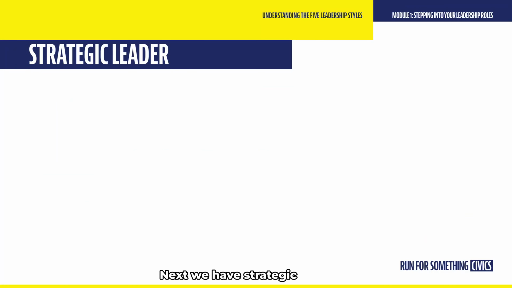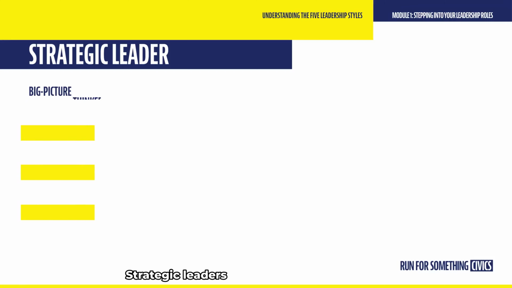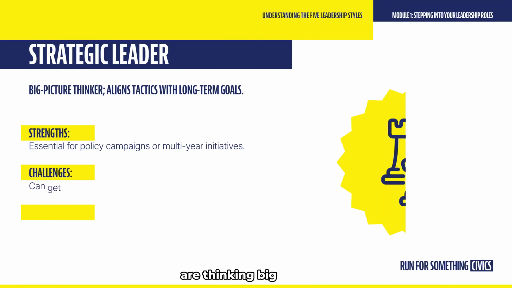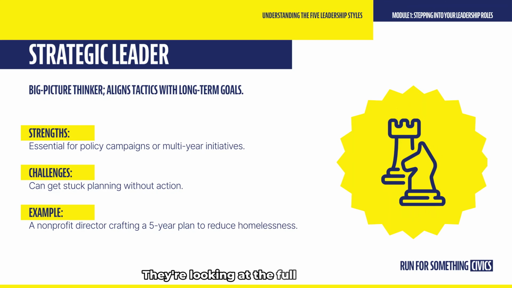Next, we have strategic leaders. Strategic leaders are often the people who are thinking big picture. They're looking at the full puzzle and understand how all the different pieces of the campaign, effort, or organization fit together. They're aligning the tactics to hit both the short-term needs and the long-term goals, and really have an understanding of why and how they are going to achieve those goals.